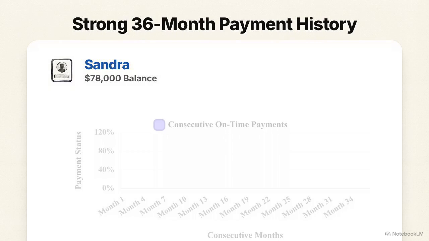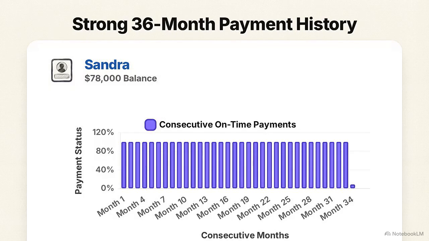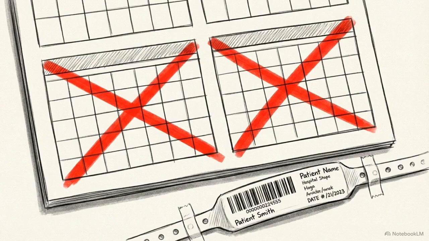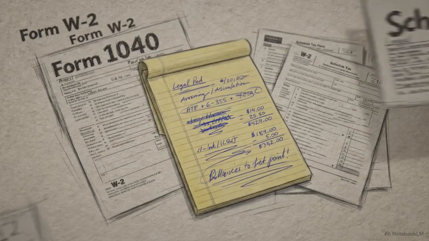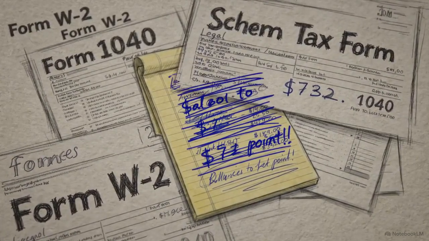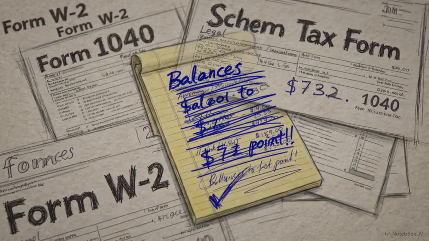Consider Sandra. She had a $78,000 balance and a compliant track record of 36 consecutive on-time payments. A medical hospitalization caused her to miss 2 consecutive payments. The IRS issued a CP523 notice. She retained a practitioner on day 4 of the 30-day window, allowing the practitioner to execute the full procedural checklist.